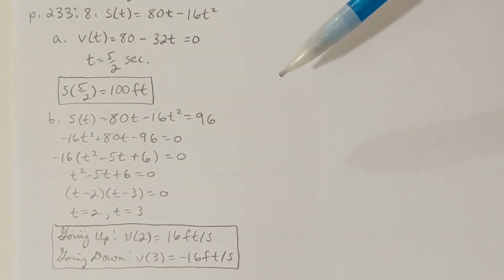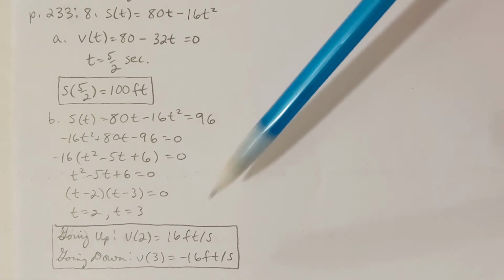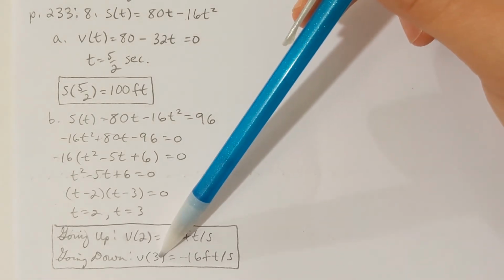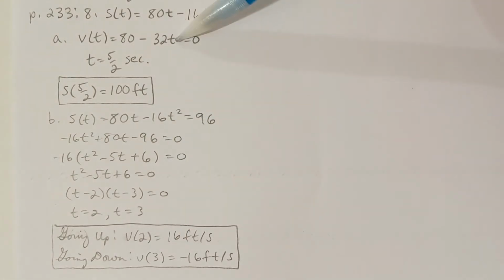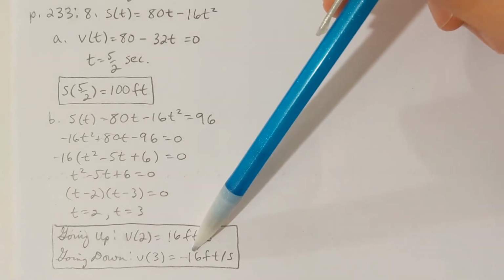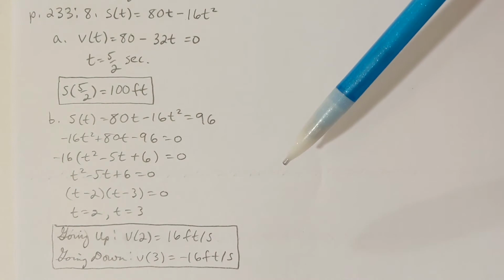And what's the velocity at that moment in time? Well, if I plug 3 into the velocity function, 80 minus 96 is negative 16 feet per second.